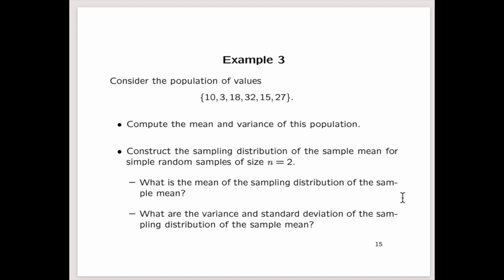In particular, what is the mean of the sampling distribution of the sample mean for simple random samples of size little n equal to 2, and also what are the variance and standard deviation of the sampling distribution of the sample mean for samples of size little n equal to 2 under simple random sampling.